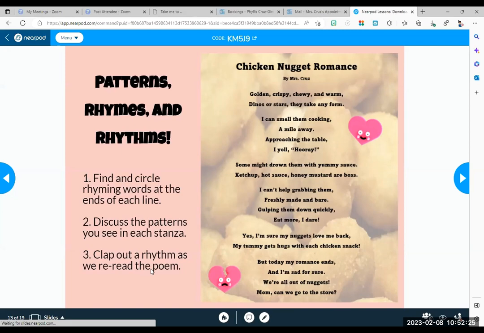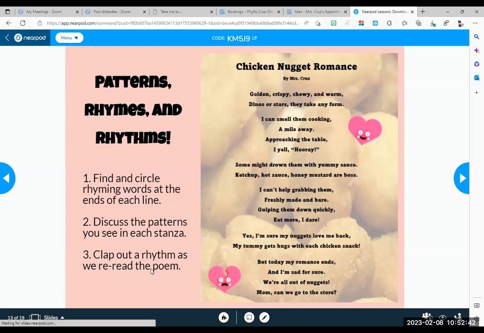Okay, so here I go. I'm going to read it one more time, and you can clap along. Goes like this: golden, crispy, chewy, and warm. Dinosaur stars, they take any form. I can smell them cooking a mile away.